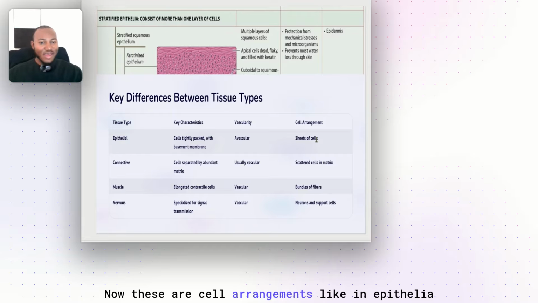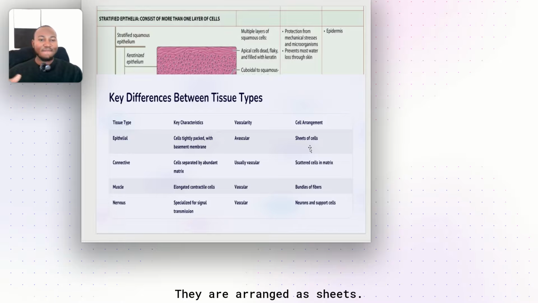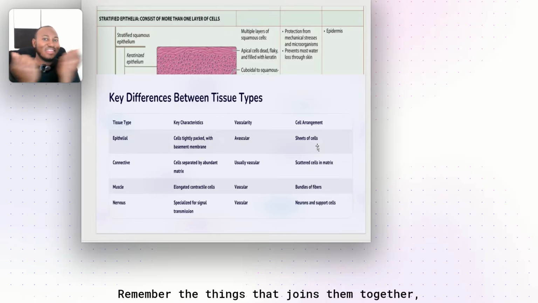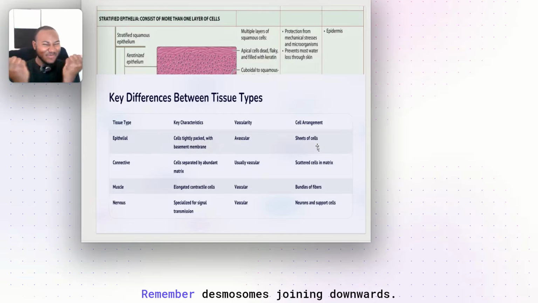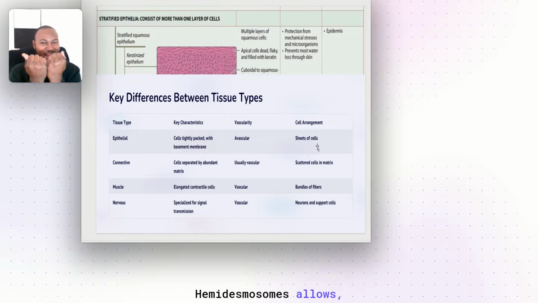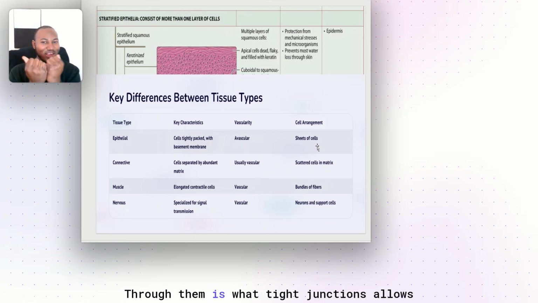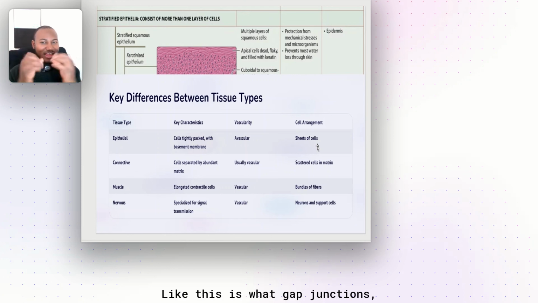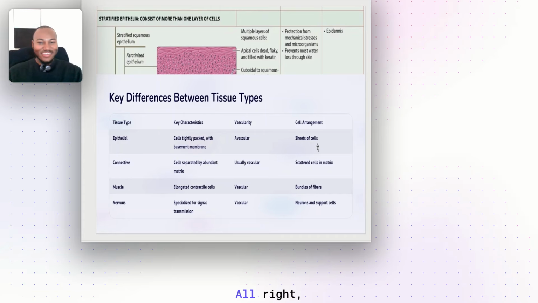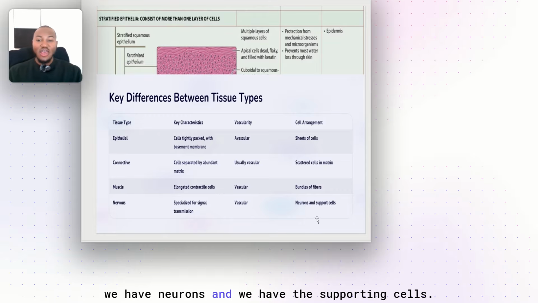Now, these are cell arrangements. Like in epithelial tissues, they are arranged as sheets. Sheets. Remember the things that join them together, right? Remember? Desmosomes. Join it downwards. Hemidesmosomes. Allows things not to pass through them is what? Tight junctions. Allows communication between them like this is what? Gap junctions. Remember. All right? Also, for muscles, muscle fibers are the cells of a muscle, right? Muscle fibers. Then for cells of nervous system, we have neurons and we have the supporting cells. Very, very important for you to know.